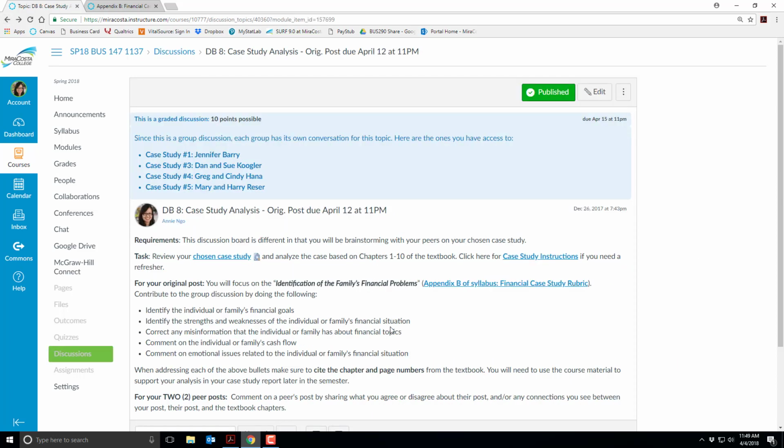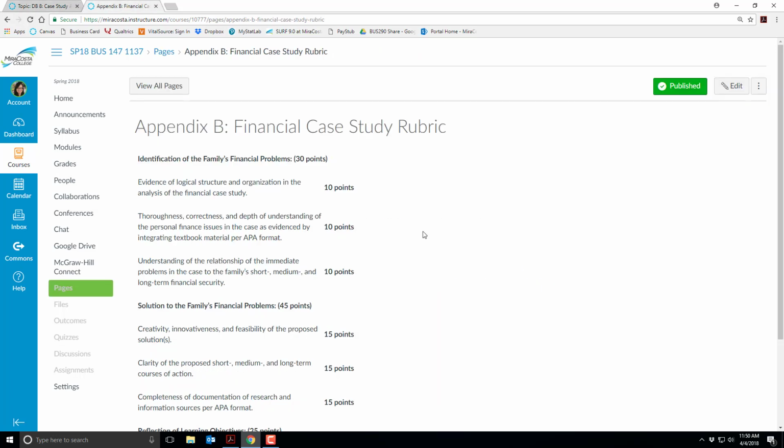Going back to our discussion board for the week then, for this post, we are going to focus on identifying the financial problems in the case study. I'm going to go ahead and open up our Appendix B, which is the rubric, so to give you an idea of what we're looking for. So while this is the full rubric, this discussion board really focuses on this first part right here, where you're identifying what's wrong. When identifying the family's problems, you'll want to organize it in a logical way. I would suggest making an outline or list of the problems that you see in the case study.